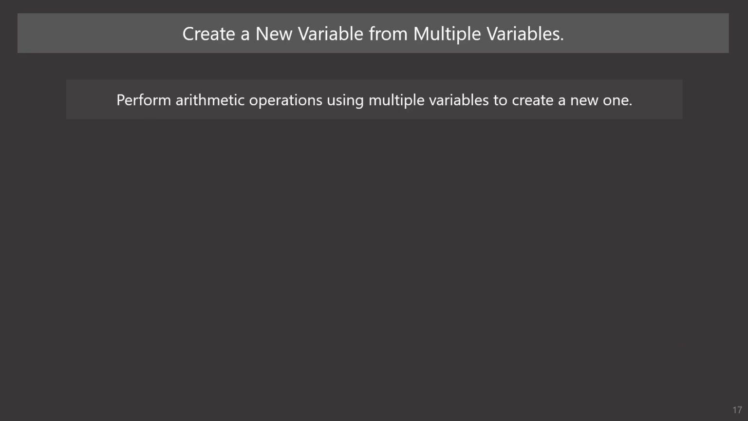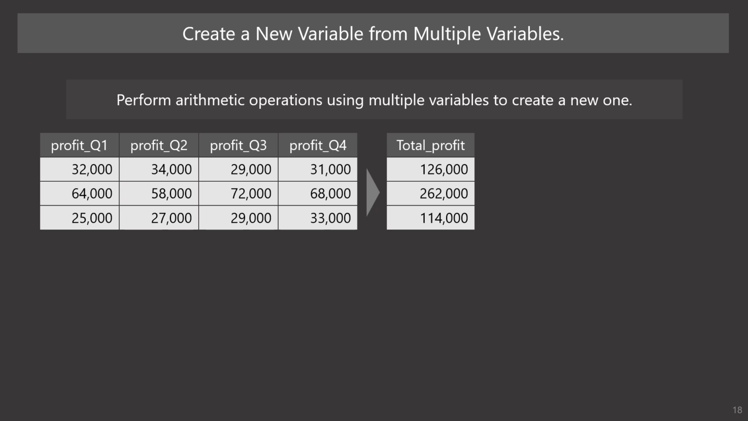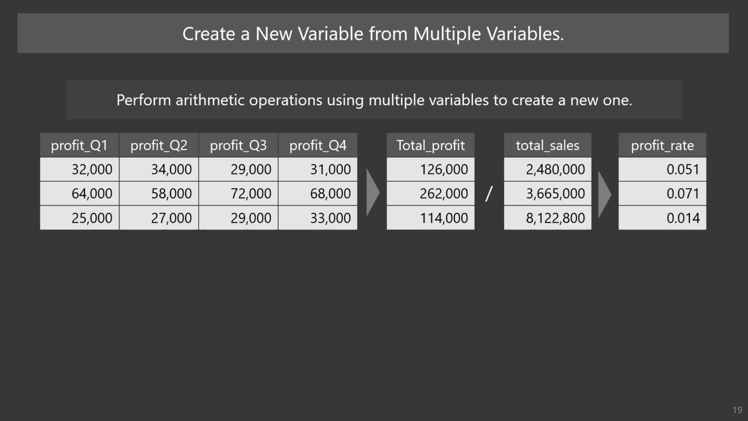The fourth example is creating a new variable from arithmetic operations using existing multiple variables. For example, if we have profit data for the first, second, third, and fourth quarter, we can obtain data for yearly profit by summing up the profits of those quarters. And if we have data of the year's sales amount, we can obtain data of profit rate of the year by dividing profit by sales for the year.